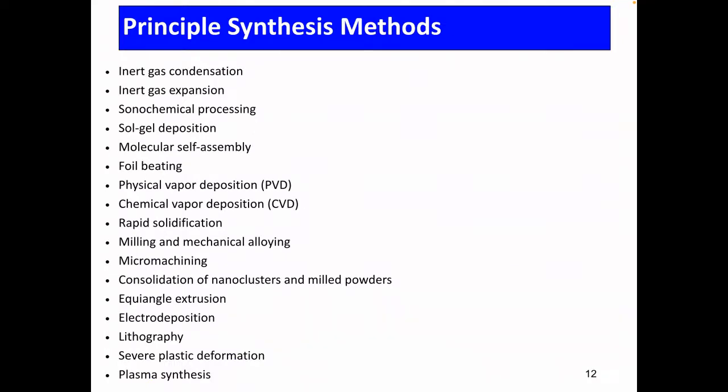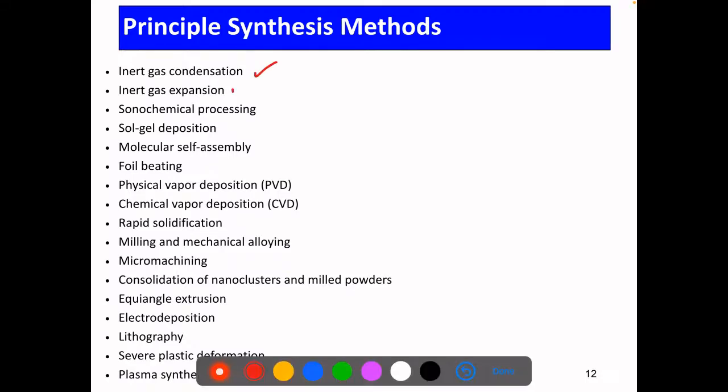And we're gonna continue with the discussions on principal synthesis methods: inert gas condensation, inert gas expansion. Okay, we're going to talk about these. Sonochemical, sol gel, molecular self-assembly. This is bottom up. Physical vapor deposition, CVD, rapid solidification is bottom up. Milling, mechanical, bottom up, micromachining, and so on. Okay, so we're going to mostly talk about the ones that I put a check next to it in the second part of our presentation. And please be familiar with how to differentiate these different techniques as bottom-up, top-down approaches.